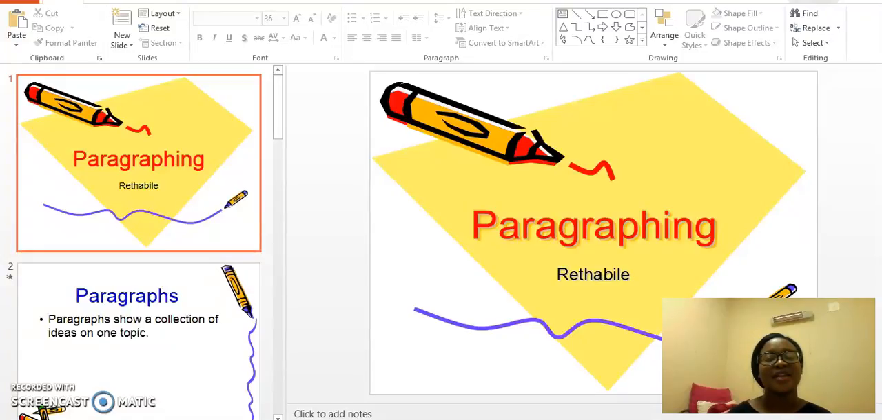Good afternoon, everyone. This week's tutorial will be looking at paragraphing and coherence. So first we're going to look at the first part of this week's activities, which is paragraphing.